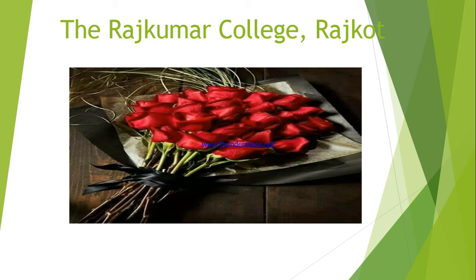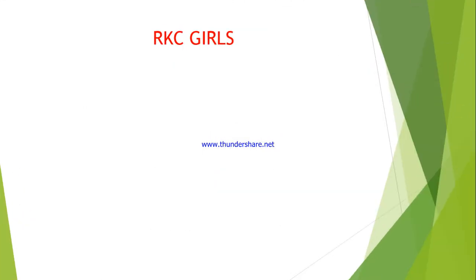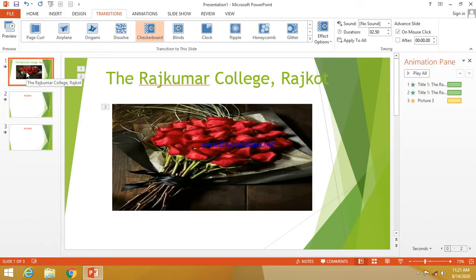So first animation which I had given to the Rajkumar College has been shown to you. Another animation which is again given to the object text. Third animation which was given to the object, that is picture. And now we are going to the next slide. The moment you go to the next slide, you can see the checkbox option. That is, we have selected the animation for the slides. RKC boys. RKC girls, and then we'll end the presentation. Okay, that is known as adding transition.